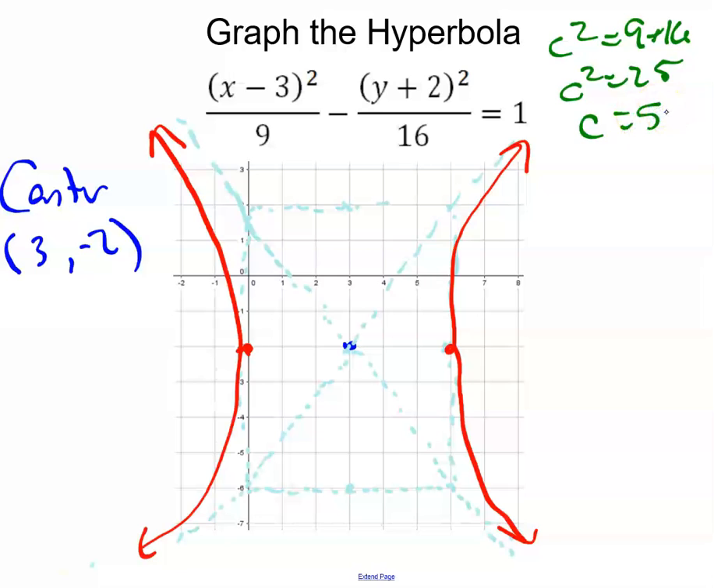And those are going to be on our transverse axis, which means in this case, since x is first, they're going to go horizontal. So from the center, 1, 2, 3, 4, 5. 1, 2, 3, 4, 5. All right, and those are your focal points.